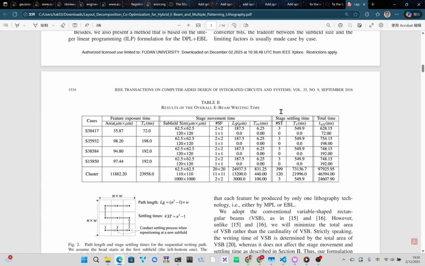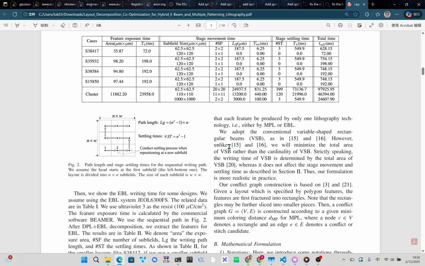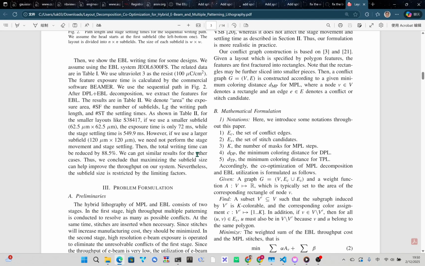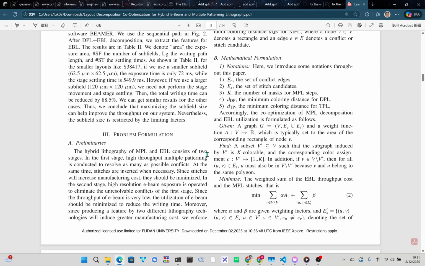We learned that the total writing time, which they call T_EBL, has 3 parts. There's the exposure time, which is the useful work. And then there's the stage movement time and the stage settling time. Okay, and the sources highlight this really critical, non-intuitive fact. Surprisingly, the settling time is often the dominant time sink. It completely dwarfs the useful exposure time.